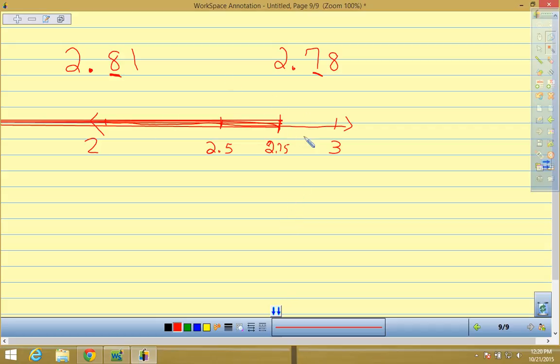And I'm moving my way up. Right here I've got 2.75. Are any of these numbers going to go to the left of this? Or are they both going to go to the right? They're both going to go to the right. Which one's going to come first? 2.78. And that's going to be somewhere like right here, maybe.